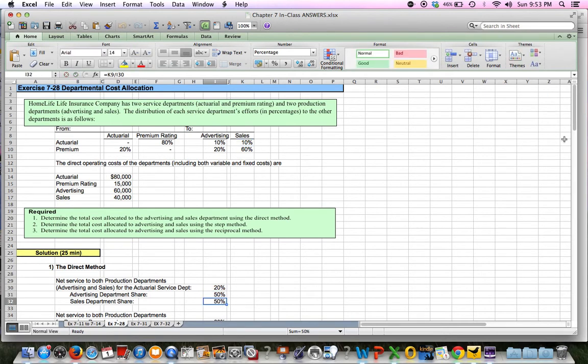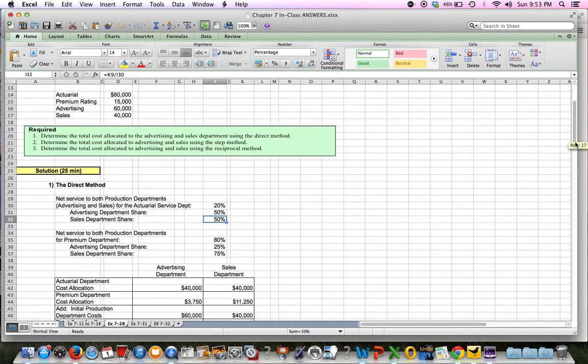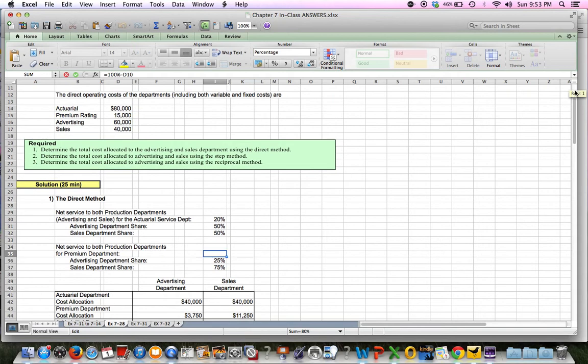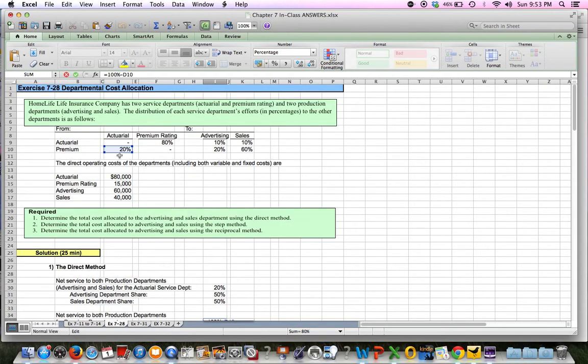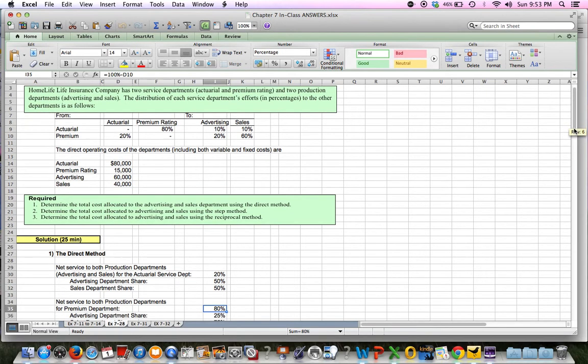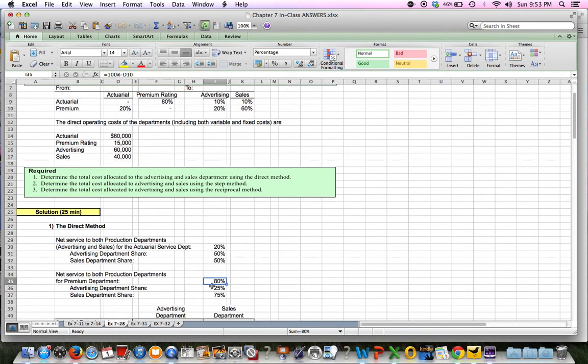So once I've got those splits figured out, I have to do the same thing for the premium department. And so I'm basically saying 100% minus 20% gives me 80, and then I've got to split that between 25% to advertising and 75% to sales. You can see how those numbers turn out. Right there, right there.